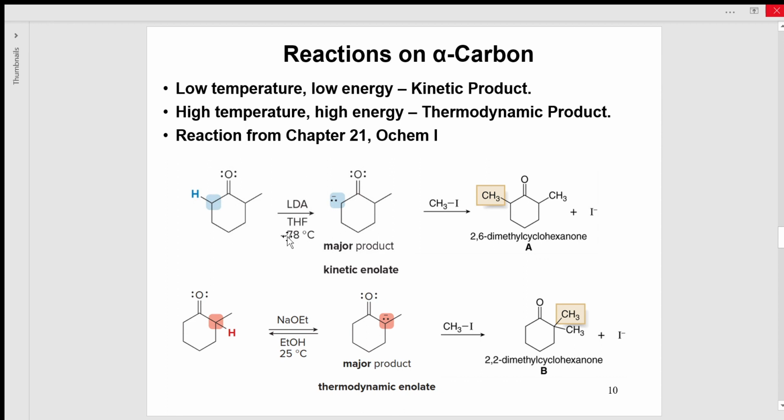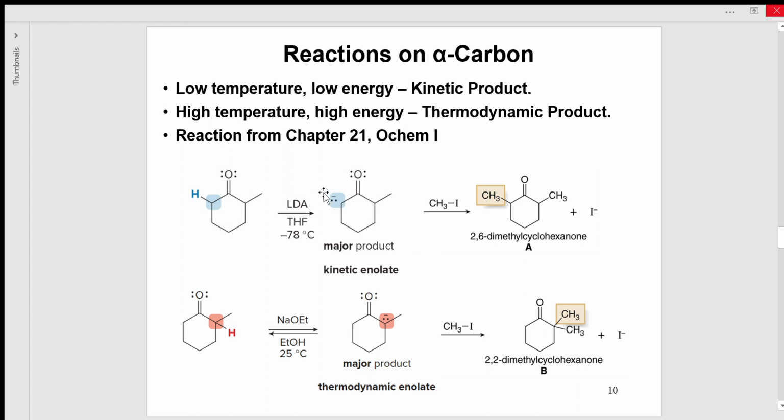At extremely low temperature, we are going to form a kinetic product. At relatively high temperature, we have a thermodynamic product. Why do we have two different products? This is what we learned in OChem1. If you don't fully understand at this moment, I would suggest you review what we learned in OChem1. I believe this is chapter 21.